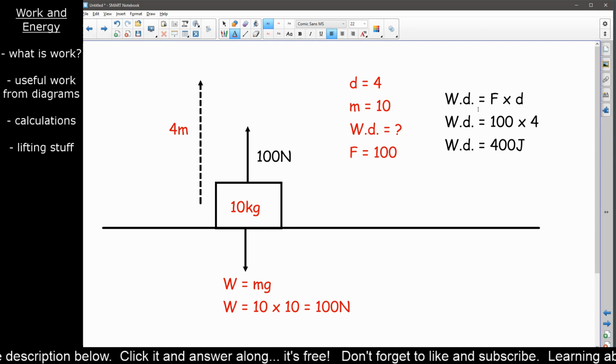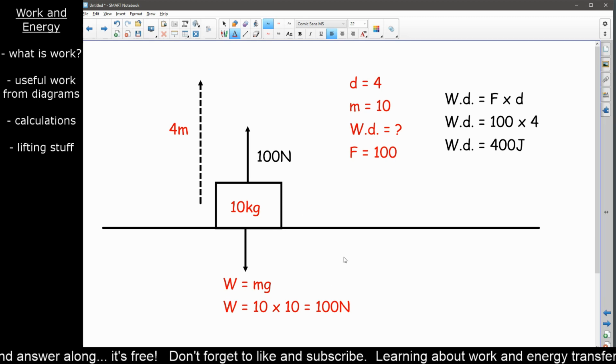And it's as simple as that, really. Just make sure you're nice and consistent with your units. Apply the formula. Look out for little newtony things all over the place, and you'll be absolutely fine.